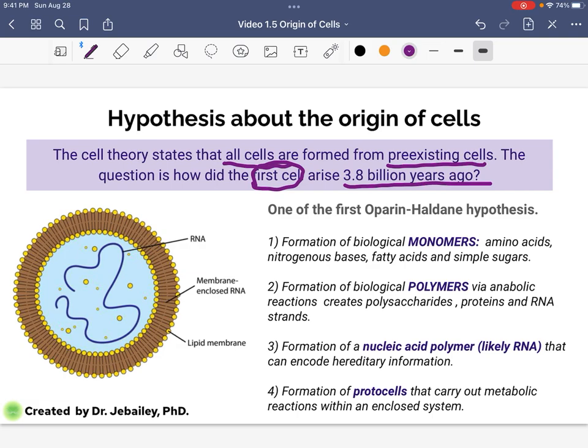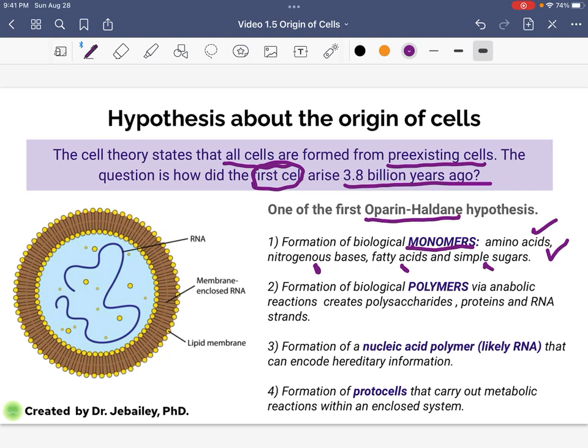The first group of people to come up with this hypothesis were Oparin and Haldane. These guys had a hypothesis, and they had 4 statements in which they believe how the first cell came to be. The first thing they say is that there has to be some kind of formation of monomers. What do you mean by monomers? Small, simple units like amino acids, nitrogen gas, fatty acids, simple sugars. The formation of these is important, because these are the beginnings of everything.